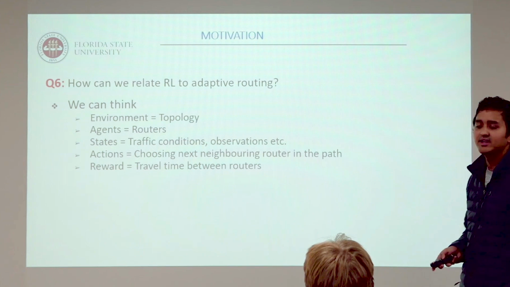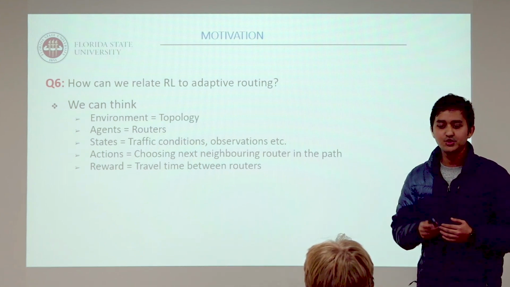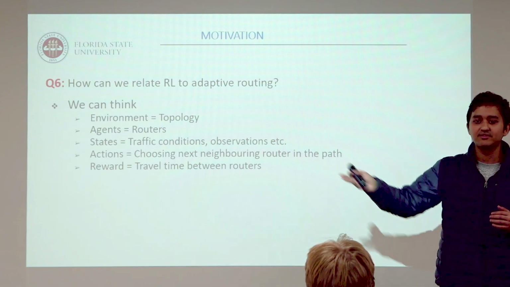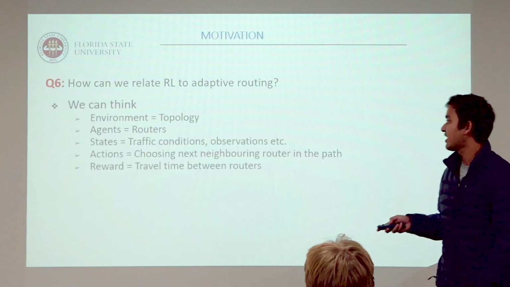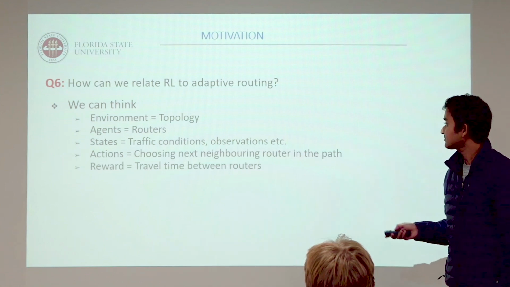The states are the different traffic conditions, and the observations and actions are just choosing the next router. From here, towards the destination, I'll send my packet to the next router. So that's the action, and the reward is the traveling time between these two routers.